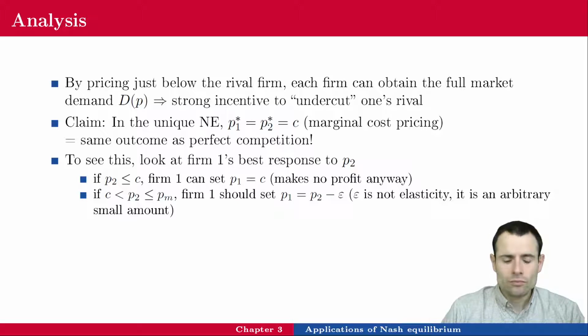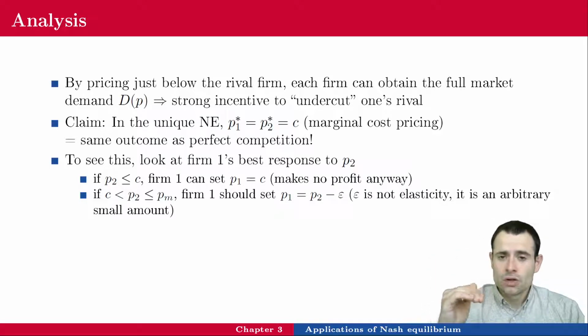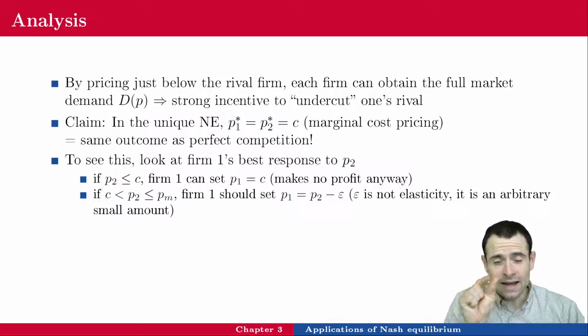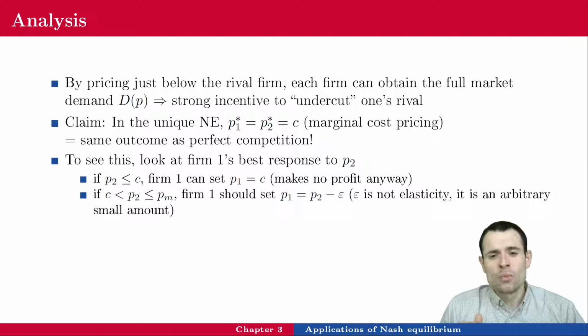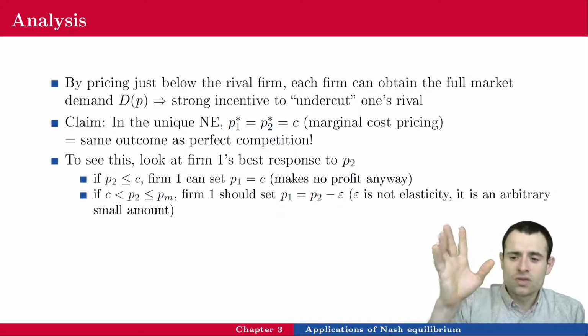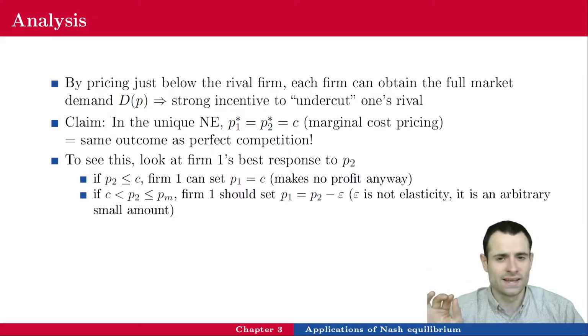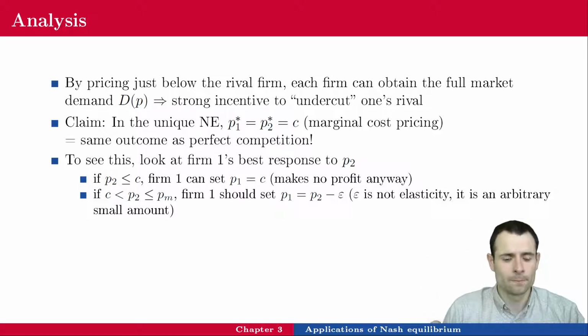Now, if the price of the other firm is between the marginal cost and PM, which is the monopoly price, then firm 1 wants to undercut the price of firm 2 by a tiny amount. In mathematics, we represent this tiny amount by the letter epsilon. So here epsilon is not an elasticity, it is an arbitrarily small amount. It could be 0.000000001. Doesn't matter. Or it could be 1 cent, the smallest possible number you can find.